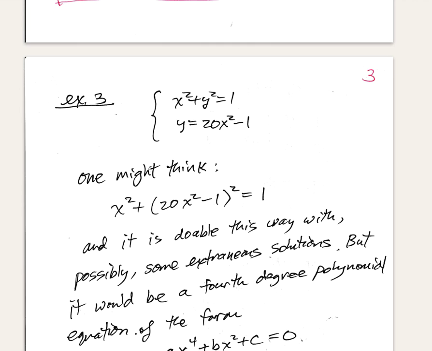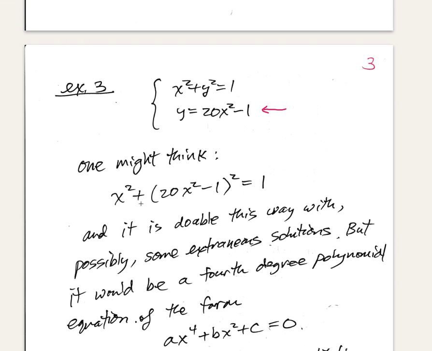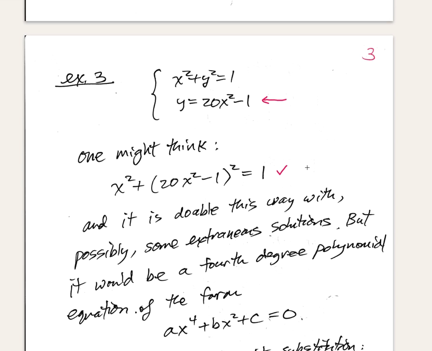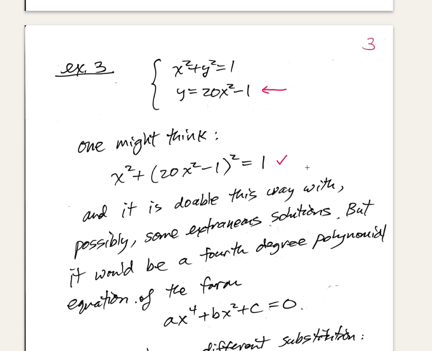All right, let's come up here. One might think about doing this. You notice that y is explicitly in terms of x in the second equation. Y equals 20x squared minus 1. You might think, therefore, of doing what? Replacing y by 20x squared minus 1 in the first equation and getting x squared plus the quantity 20x squared minus 1 squared equals 1. Now, just to contemplate that for a minute. And it is doable this way.